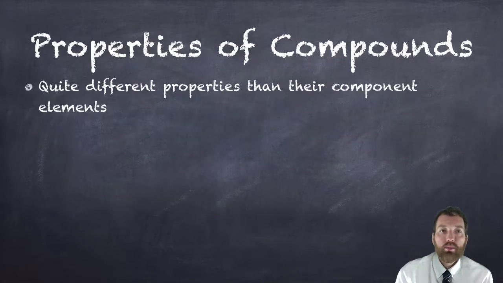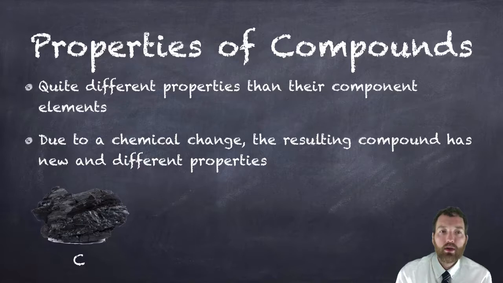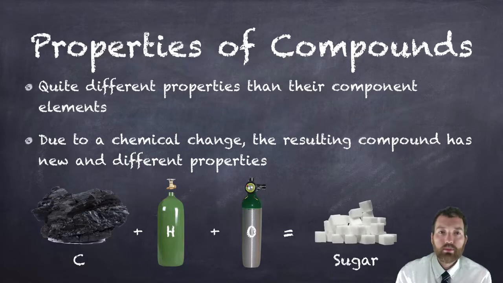So like we said, compounds have quite different properties than their component elements, and it's due to a chemical change that the resulting compound has new and different properties. We talked about table salt. Here's another example. If I take carbon, which is this black solid, and I take hydrogen gas and I mix it with oxygen gas, and I do so in a ratio of about 1 to 2 to 1, I get sugar, table sugar.